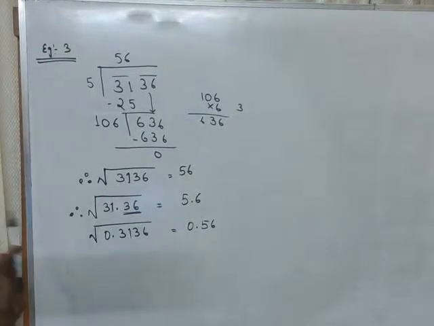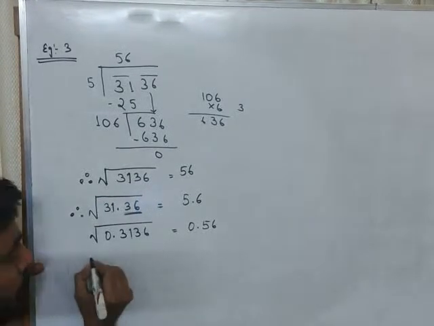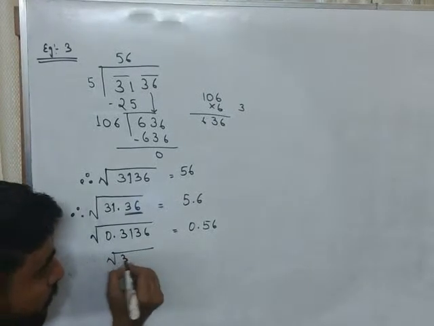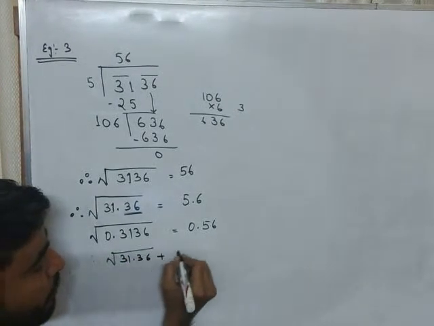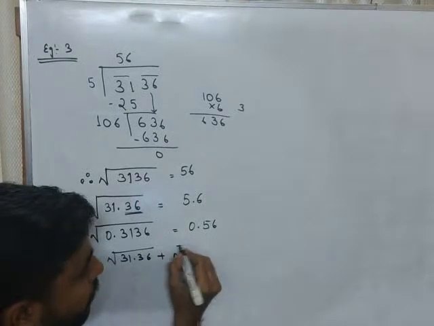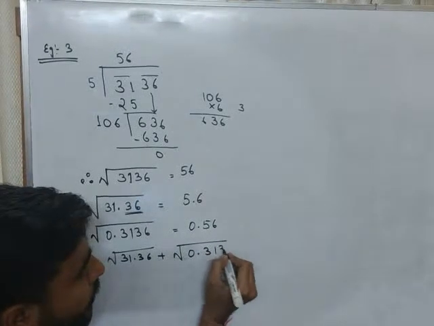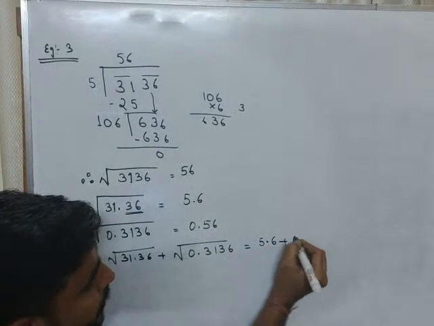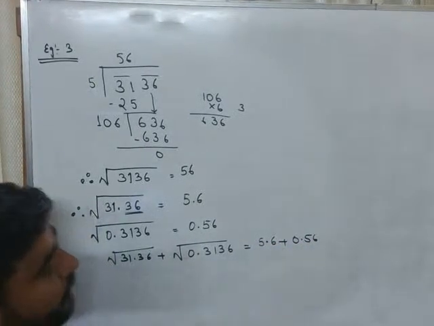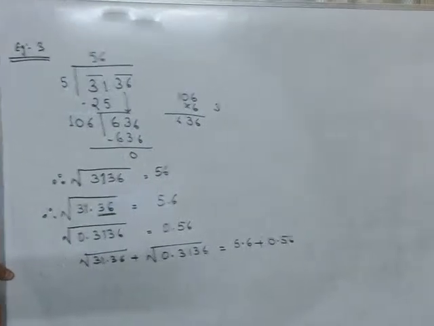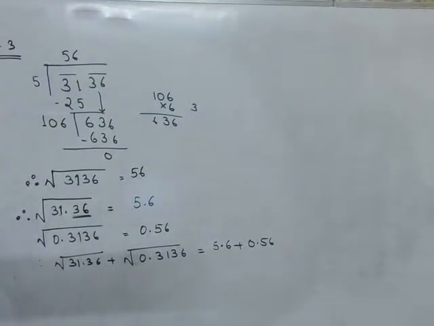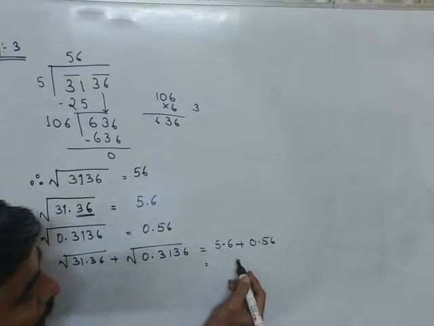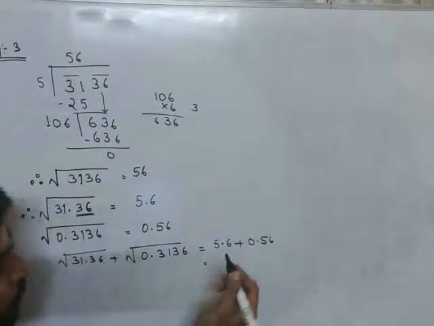Okay. So now we need to find the value of the square root of 31.36 plus the square root of 0.3136, which is equal to 5.6 plus 0.56. Clear? So we have to add now.